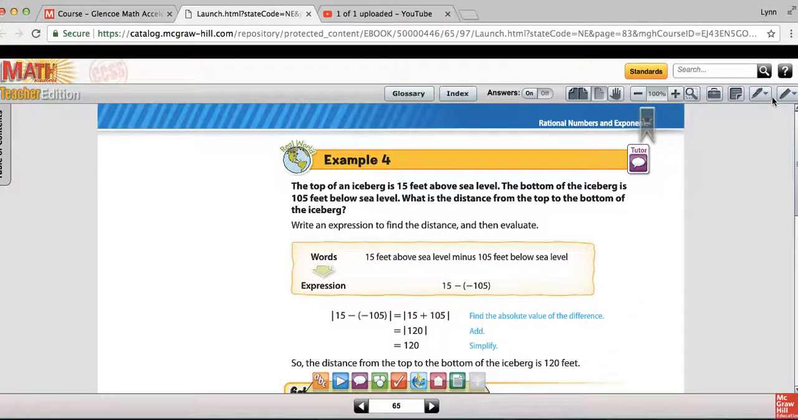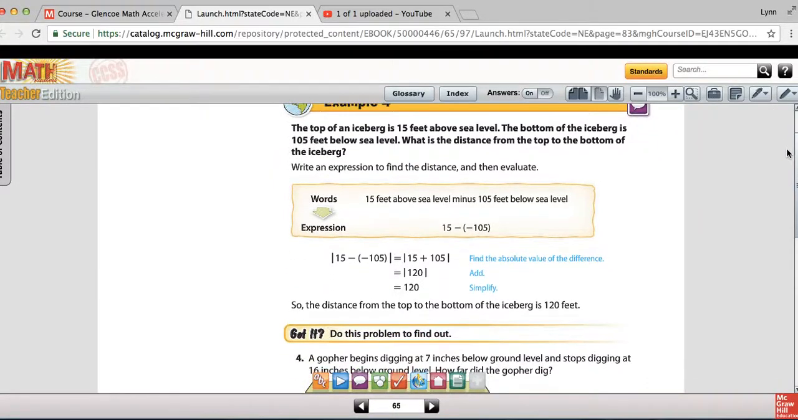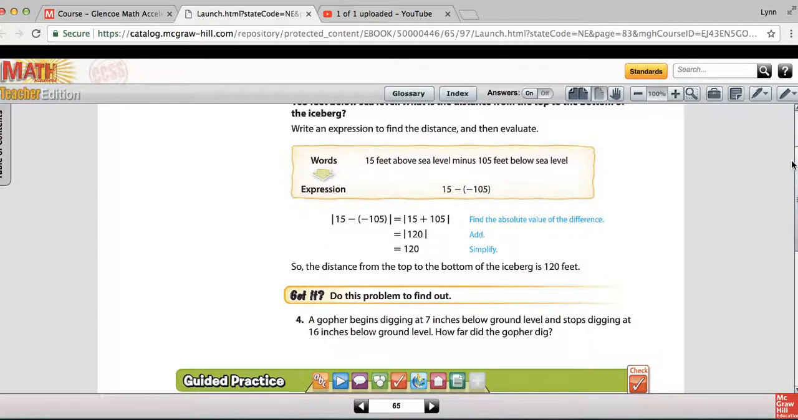Now moving along to example 4 on page 65, we have some story problems that we're going to translate into numerical expressions. In number 4, we have a gopher that is digging 7 inches below the ground. Okay, so we're at negative 7, and then he stops digging at 16 inches below the ground. How far did the gopher dig?